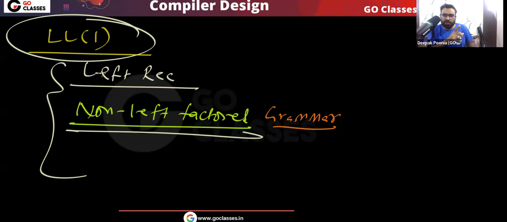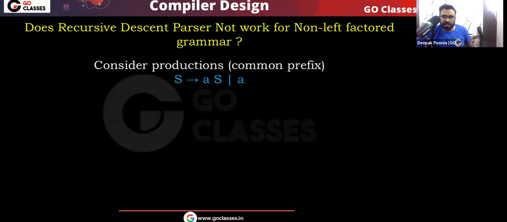Also notice, if your grammar is left recursive, then the LL1 parser does not work. Also, the recursive descent parser does not work. Is this clear? So very simple point here. I am saying the answer is this.